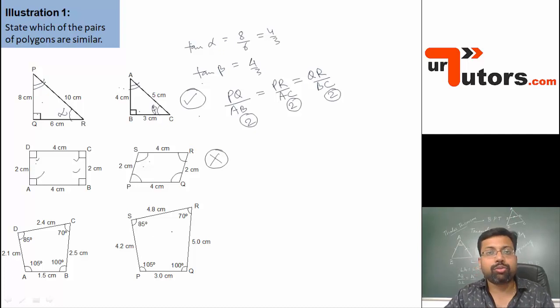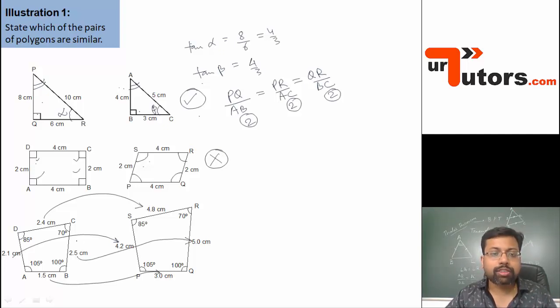So all three criteria need to be satisfied. Now, in the third question, again, the number of sides is 4. The corresponding angles are equal. And what about the sides? 2.4 by 4.8 is 1 by 2. 2.1 by 4.2 is 1 by 2. 1.5 by 3 is 1 by 2. And 2.5 by 5 is 1 by 2. Hence the corresponding sides are proportional, the corresponding angles are equal, and the number of sides are equal. So in this case, the two figures are similar.